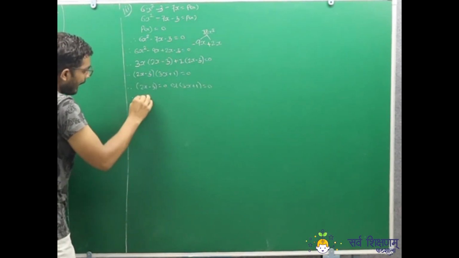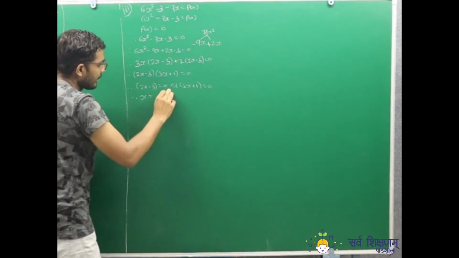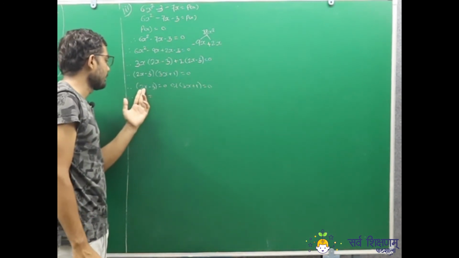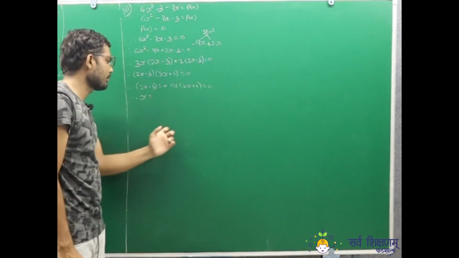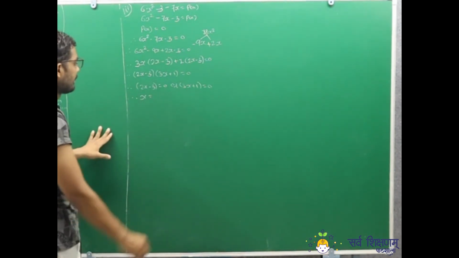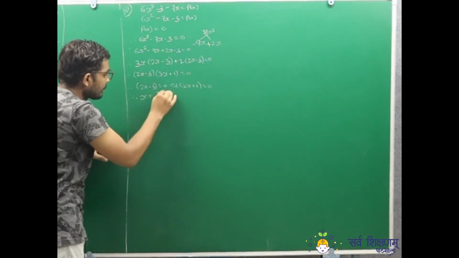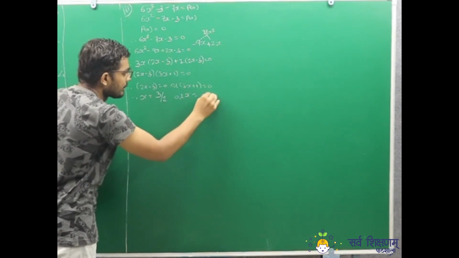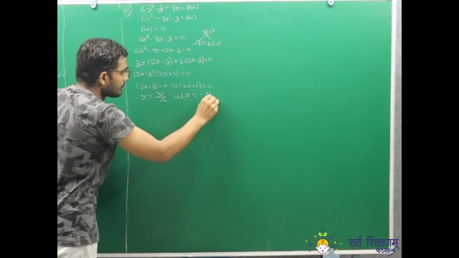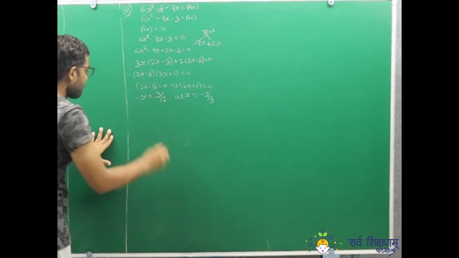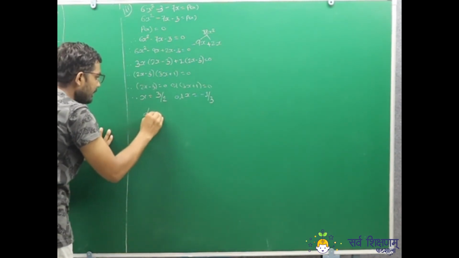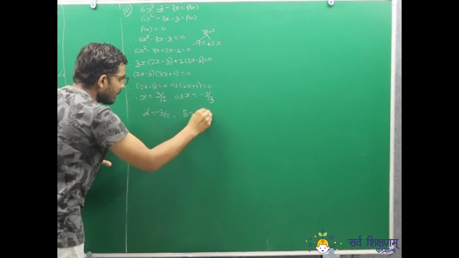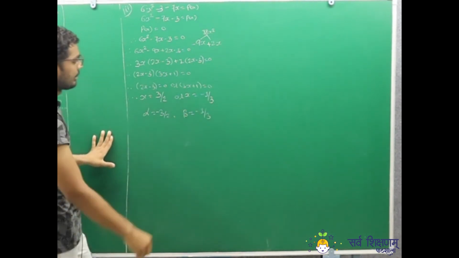Therefore, x is equal to... minus 3 goes to the right hand side, it becomes plus 3, and 2 is in multiplication on the left hand side, it goes to the right hand side, it goes in division. Therefore, x is equal to 3 by 2 or x is equal to minus 1 by 3. Therefore, alpha is equal to 3 by 2 and beta is equal to minus 1 by 3.